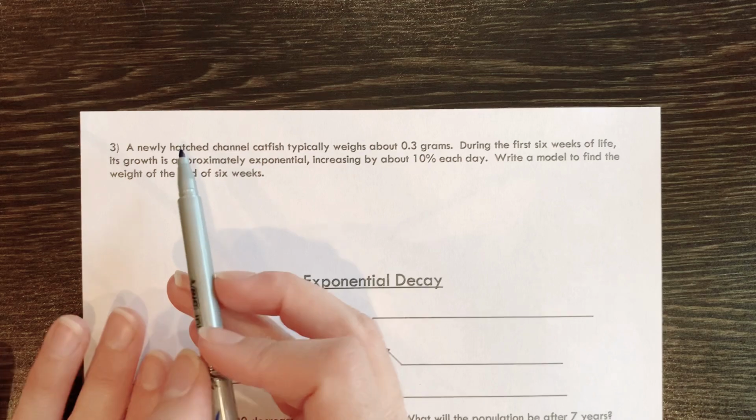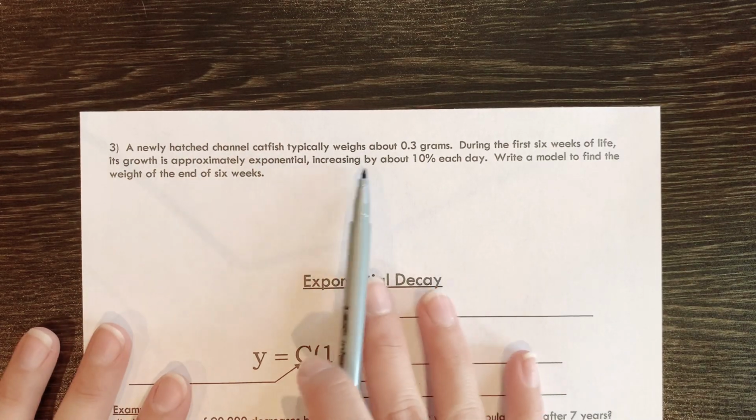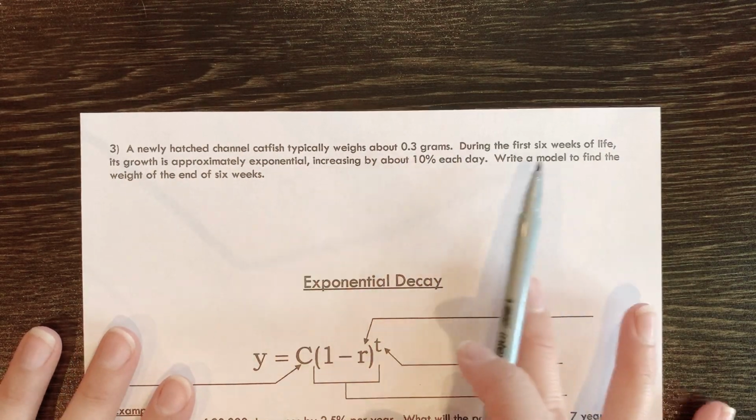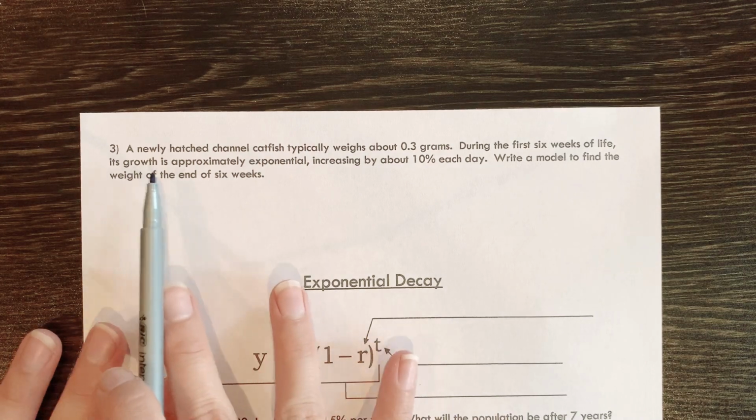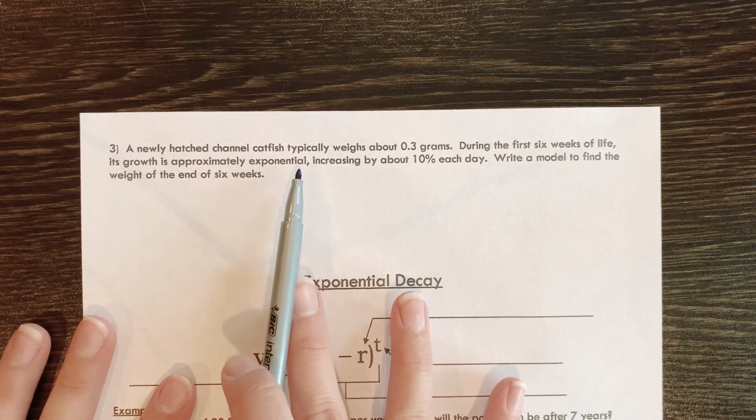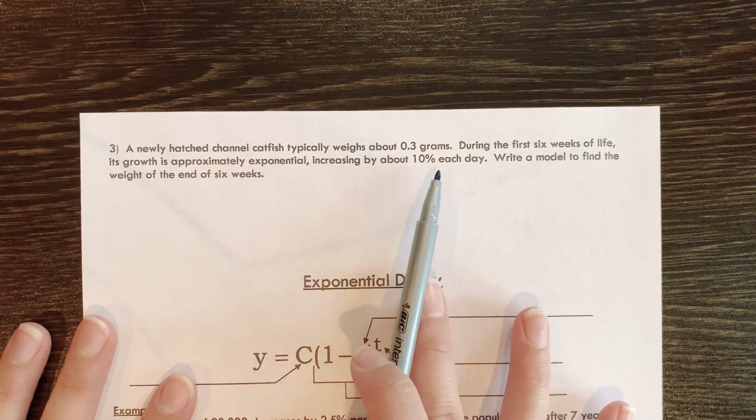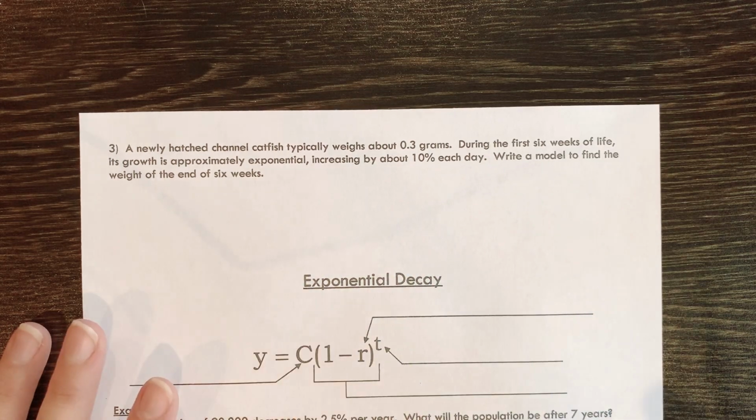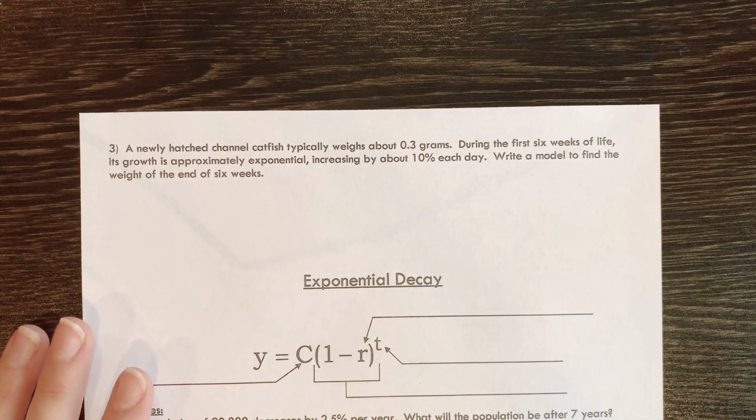So let's see. I have a newly hatched catfish. Here's its weight. During the first 6 weeks of life, the growth rate is exponential, increasing at 10% each day. Write a model to find the weight at the end of 6 weeks.